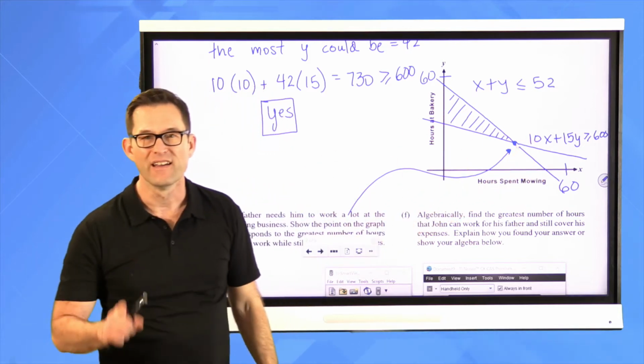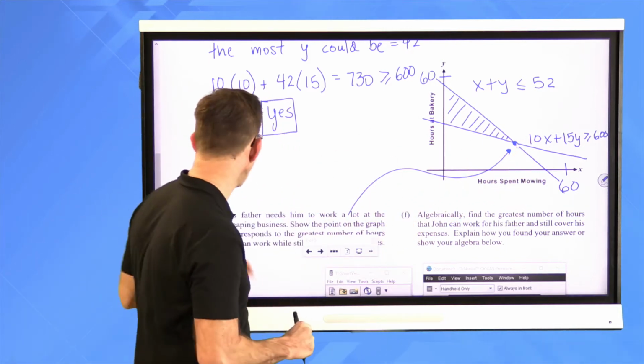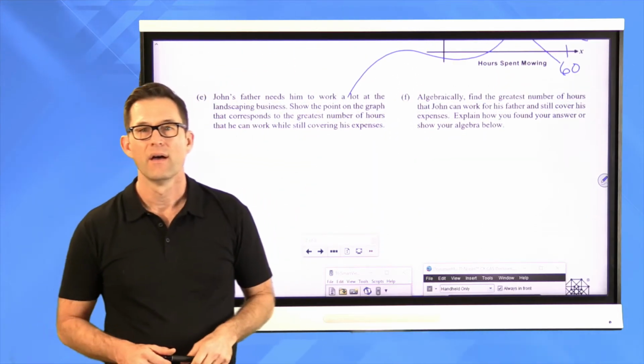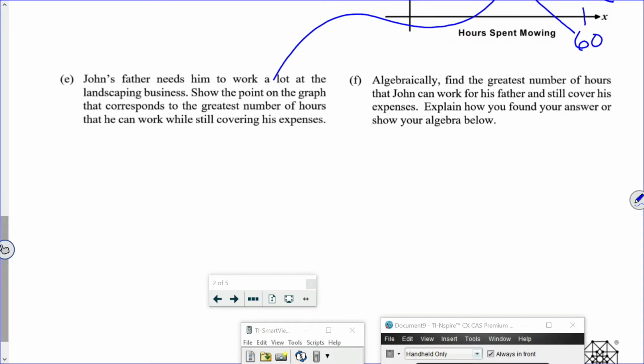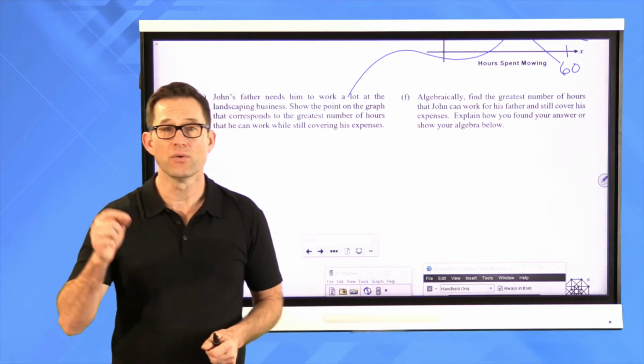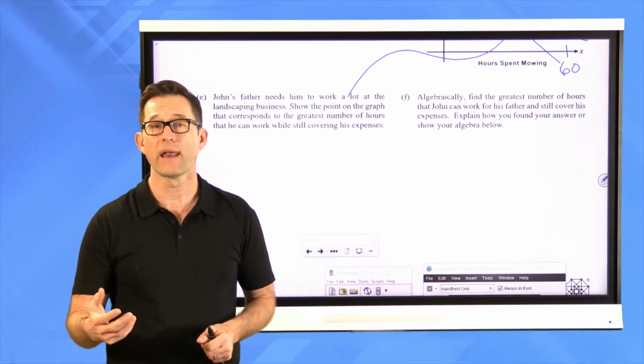Now, in letter F, let's figure out what that point is. Let's take a look, letter F. Algebraically, find the greatest number of hours that John can work for his father and still cover his expenses. Explain how you found your answer or show your algebra below. Fantastic, so we want to algebraically figure that out.